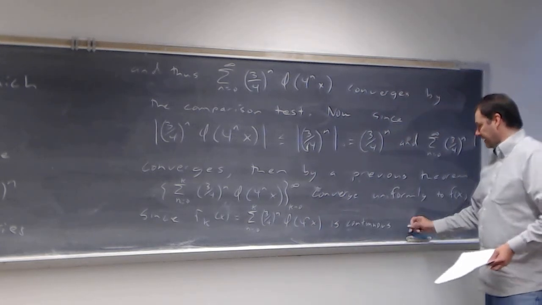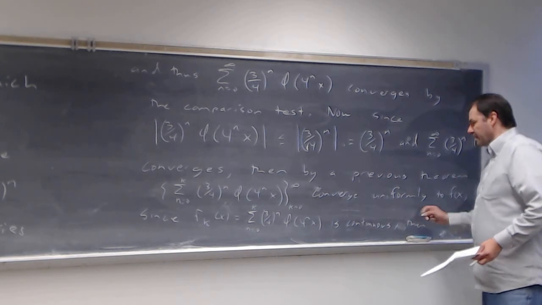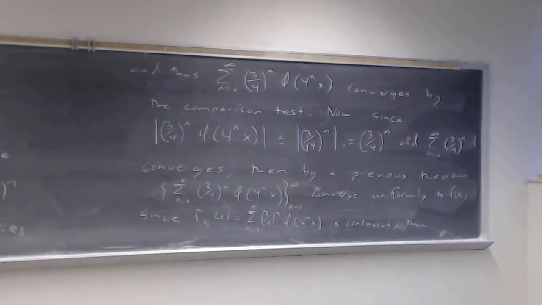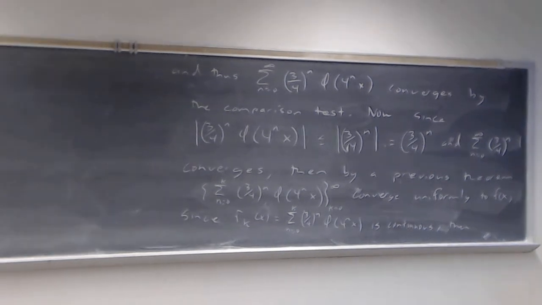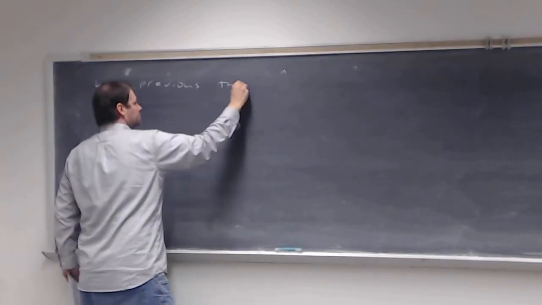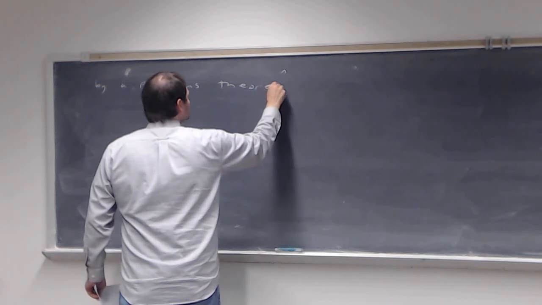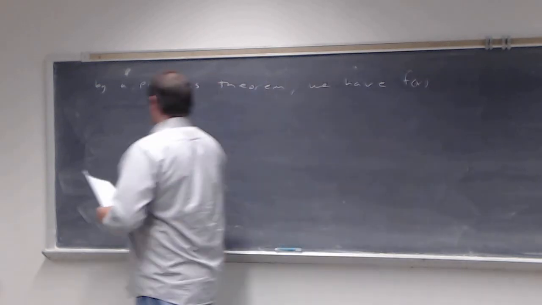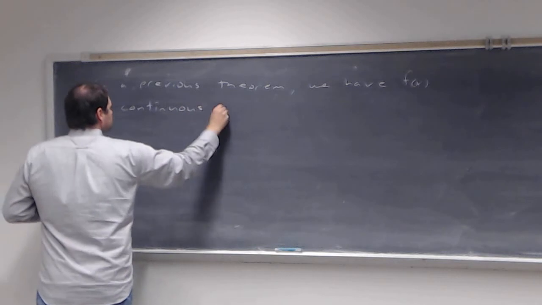Okay. And then by a previous theorem, I should say, because we have convergence uniformly, we have f of x is continuous on R.